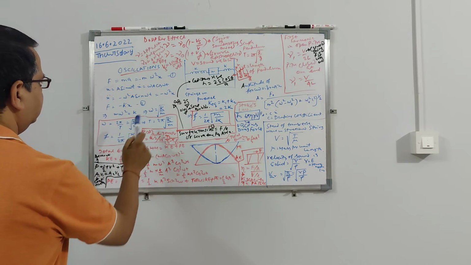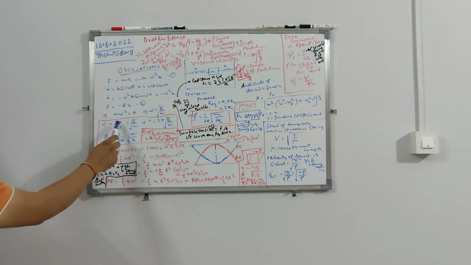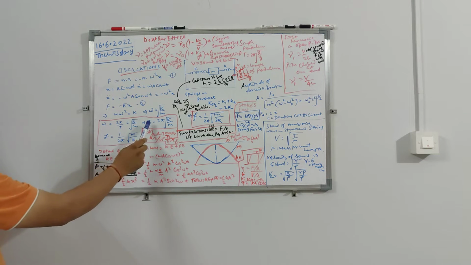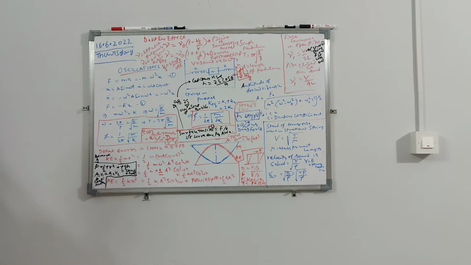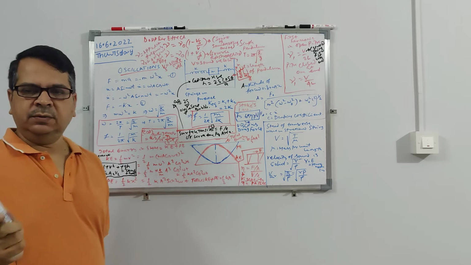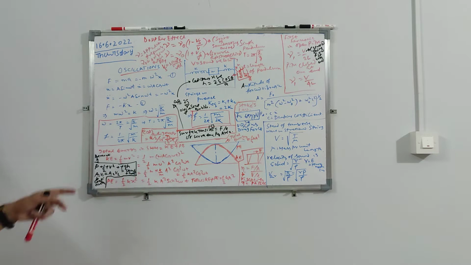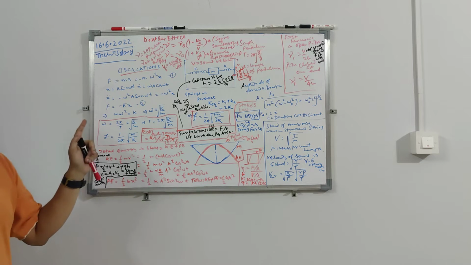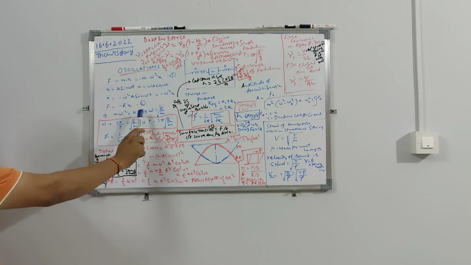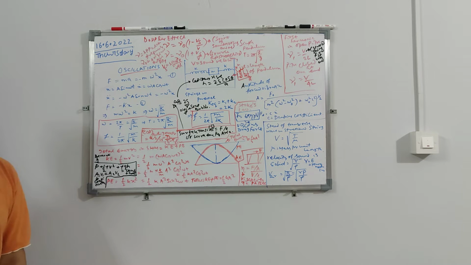So my angular frequency is equal to 2 pi by T, which is equal to square root of k by m. So time period is equal to 2 pi square root of m by k. Then frequency is the reverse of that. You can get a numerical on this for sure, so just remember omega is equal to square root of k by m. For omega, just start with omega, then you will go to frequency. For omega, spring constant will be in the numerator.